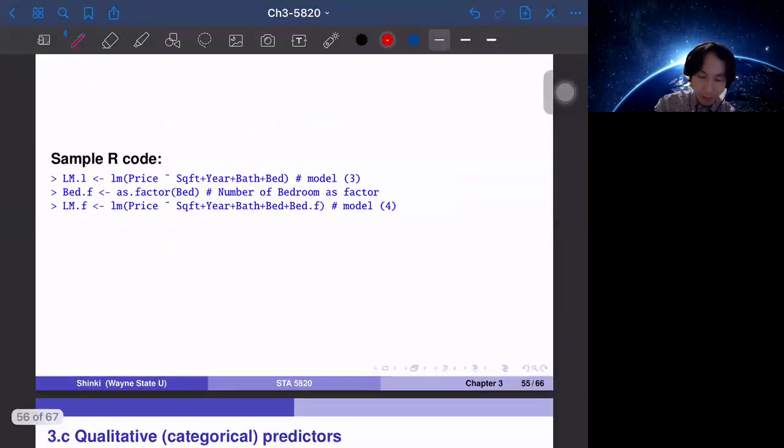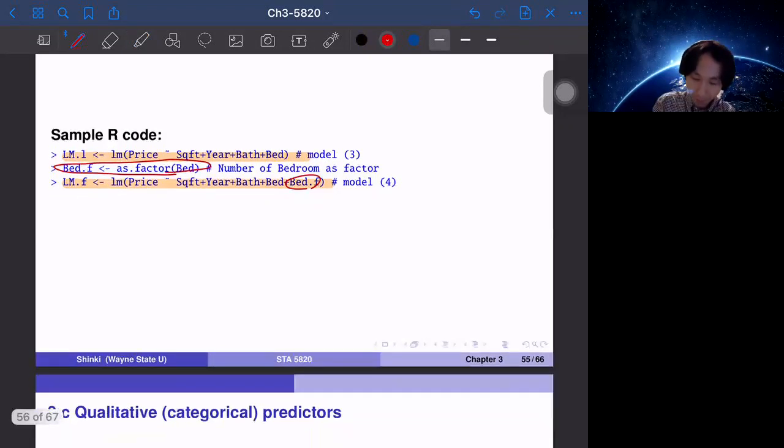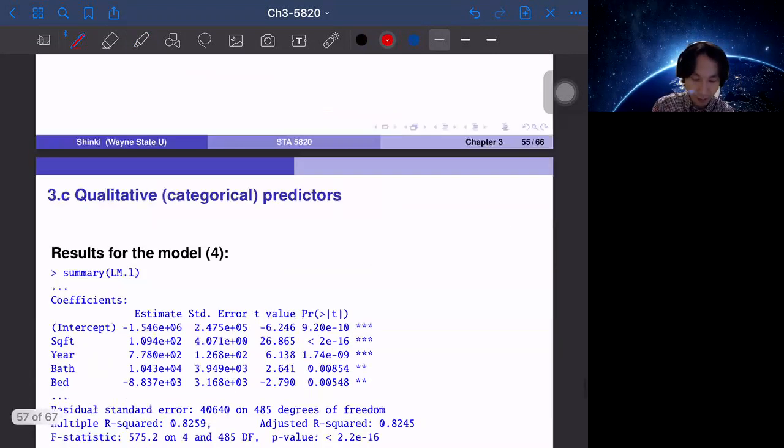Okay, so the base model is here. We have the 4 variables; if we include the intercept, 5 variables. And the second model is with bedrooms as a factor. So we added the dummy variable for 2 bedrooms, 3 bedrooms, 4 bedrooms, 5 bedrooms, and 6 bedrooms.